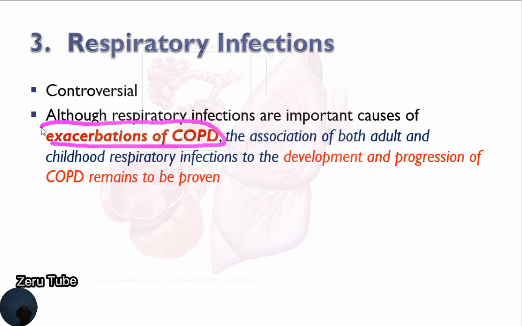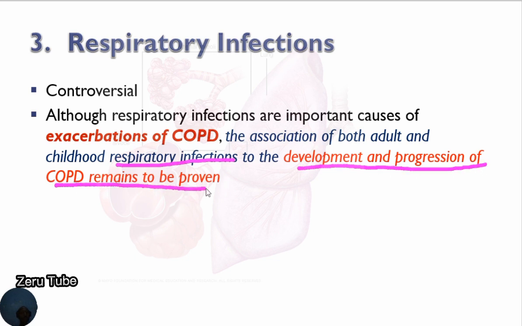COPD እንደገና እንዲነሳ ወይም በሽታው በጣም እንዲባባስ ሊያደርግ የሚችል ያደርጋሉ ተብሎ ተሰባሰበ. The association of both adult and childhood respiratory infections to the development and progression of COPD remain unproven. So the development of COPD is exacerbated by the respiratory infection, mainly upper respiratory infection and lower respiratory infections.